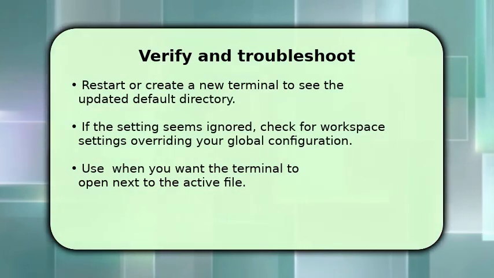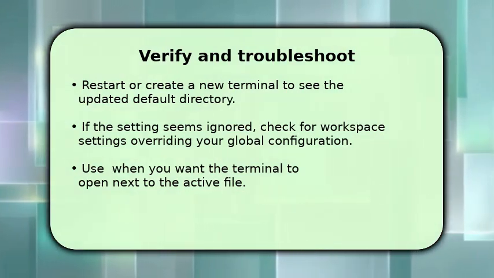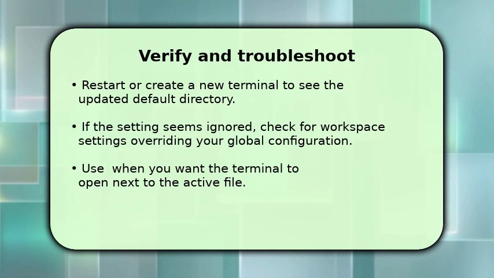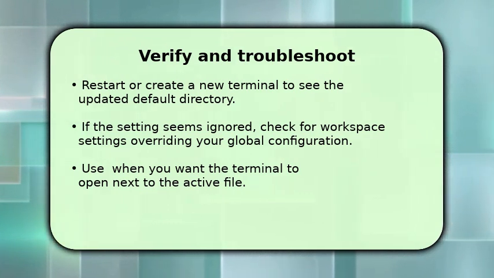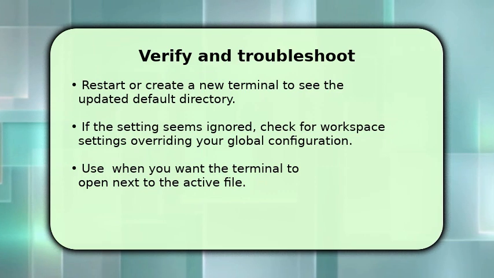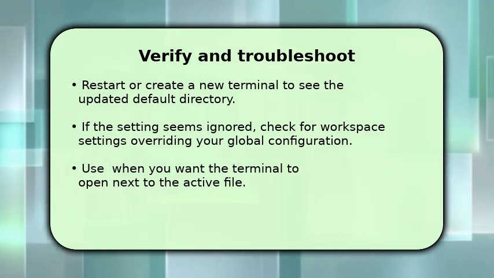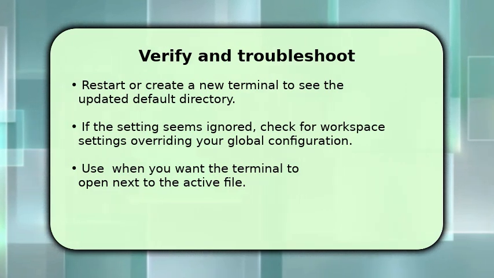Restart or create a new terminal to see the updated default directory after editing settings. If the setting seems ignored, check for workspace settings overriding your global configuration in .vscode/settings.json. Use the file directory placeholder when you want the terminal to open next to the active file instead of the workspace root.